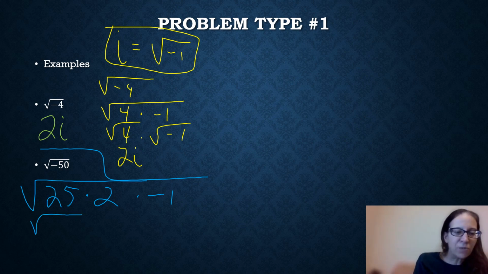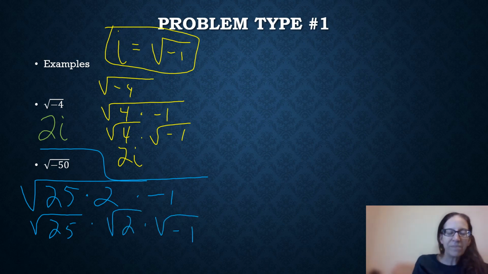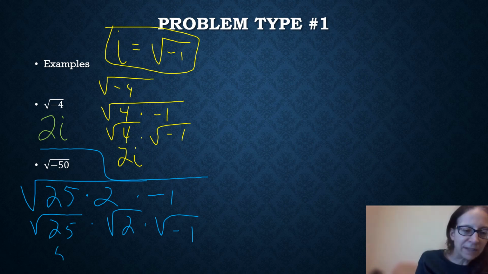So this would split up into the square root of 25 times the square root of 2 times the square root of -1. The square root of 25 is 5. The square root of 2 you cannot do anything with, and the square root of -1 is i.